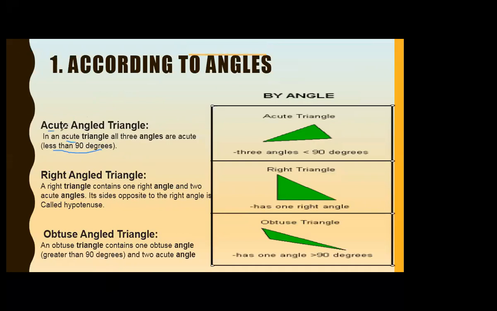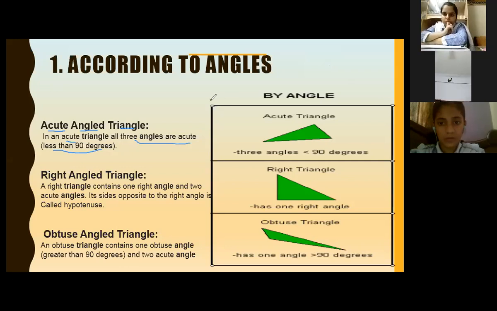So when we are talking about an acute angle triangle, in an acute angle triangle all the angles are acute. Okay, all the angles are acute, that means less than 90 degrees. Now how can I give you the MCQs for this acute angle triangle? Now listen to me carefully.